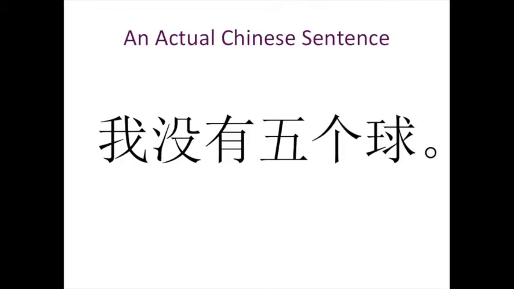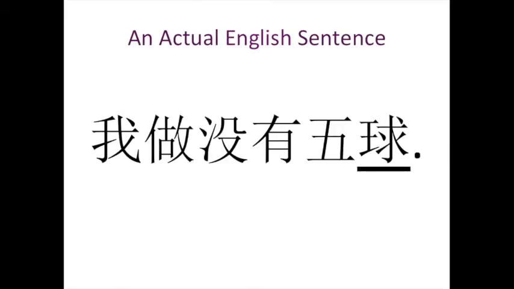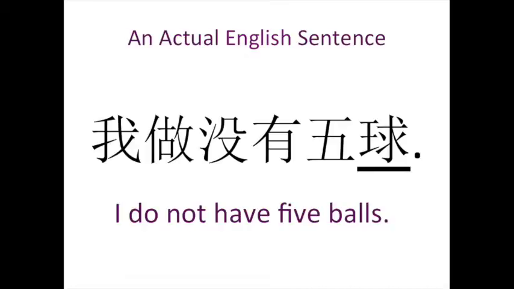Okay, now we've come to the time of our lesson where we learn an actual Chinese sentence. So here it is. What do you think it means? If I were reading this in English Chinese characters, I would read, I not have 5 the ball. And then if you think, oh, what does that mean? It means I don't have 5 balls. That's what it would mean in Chinese. And of course, how you write that in actual English would be like this. I do not have 5 balls, right?